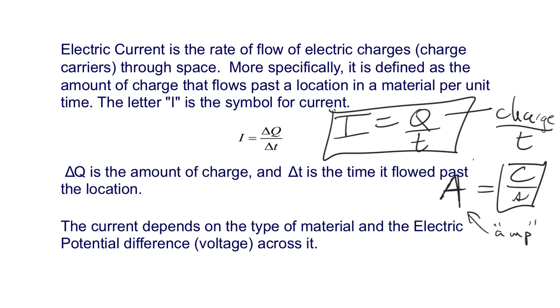Okay, the amount of current that's flowing through a wire, or through anything, depends on the type of material that's carrying the current and the electrical potential difference, the voltage on either end of the wire. We'll get to that later.